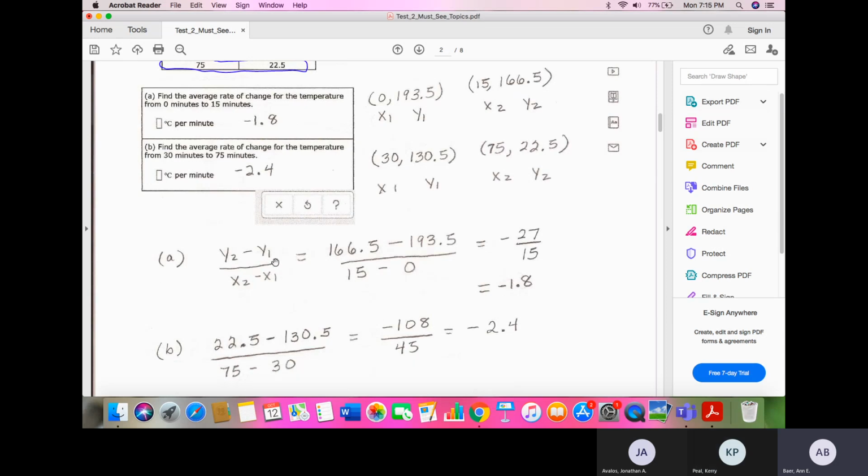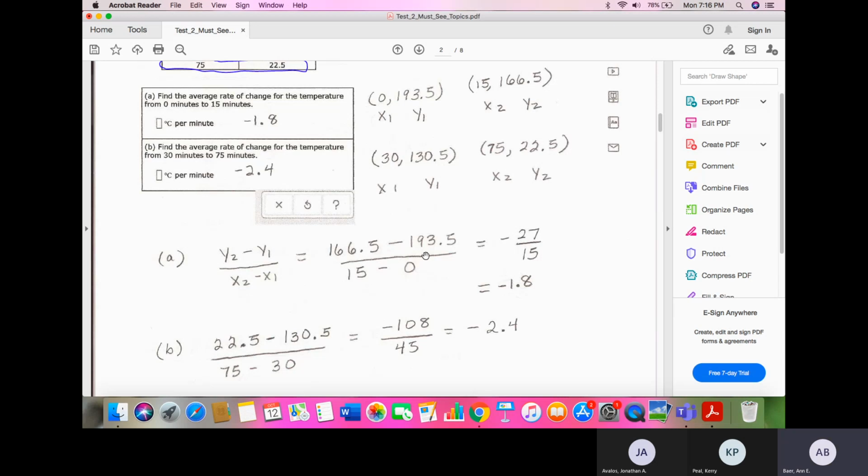So in part A, I wrote down Y2 minus Y1 over X2 minus X1, which is just the formula for slope. Definitely need to know that for the test. So I'm just going to plug in. Y2 for part A is 166.5, minus Y1 from part A, 193.5, divided by X2 from part A, X2 is 15, minus X1 is 0. We just need to do this calculation.